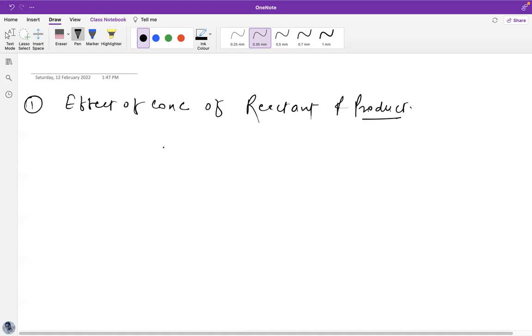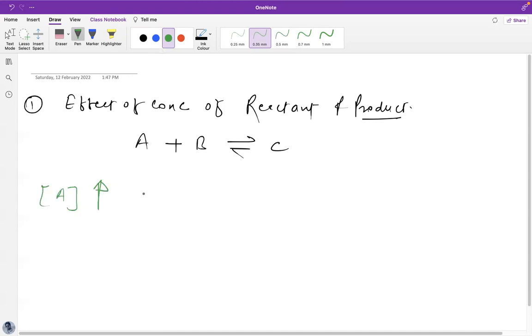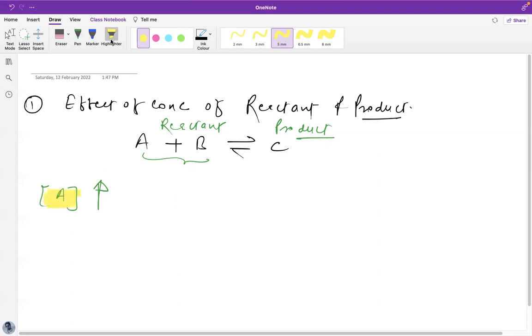Okay, so suppose we have a reaction A plus B into C. Now I am asking what will be the direction of equilibrium if we increase the concentration of reactant. A and B are your reactants, C is my product. So what will happen if the concentration of reactant A increases? What will be the direction of equilibrium? Equilibrium shifts in which direction? Tell me.